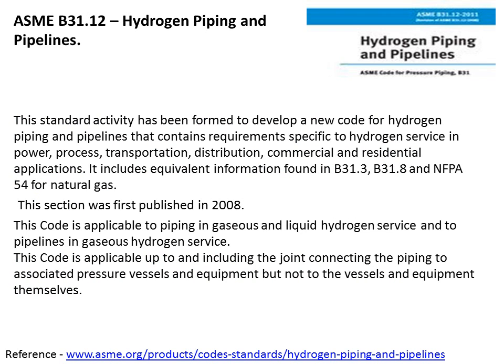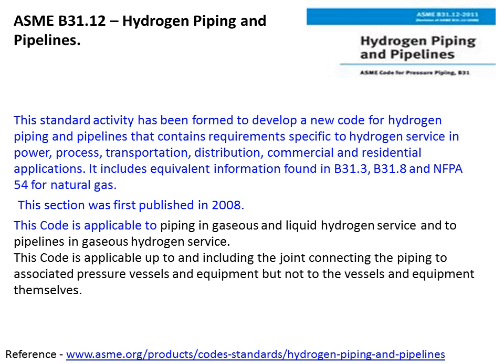B31.12 is meant for hydrogen piping and pipelines. This particular standard activity has been formed to develop a new code for hydrogen piping and pipelines that contains requirements specific to hydrogen services in power, process, transportation, distribution, commercial, and residential applications. It includes equivalent information found in B31.3, B31.8, and NFPA 54 for natural gas. This section was first published in 2008, that is quite earlier.